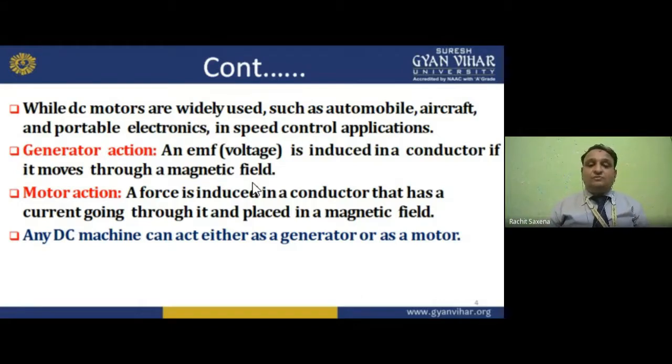Now, motor action. A force is induced in a conductor that has a current going through it and is placed in a magnetic field. Whenever a current-carrying conductor is placed in a magnetic field, it experiences a force. That is the force law, also known as electromagnetic interaction. That basically takes place in a DC motor. I hope you understand.